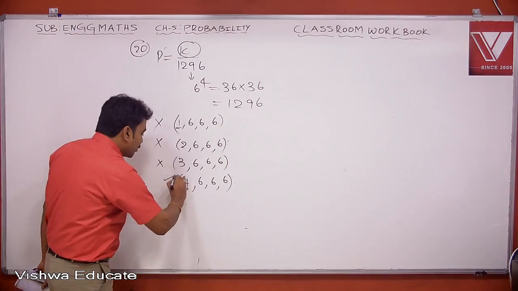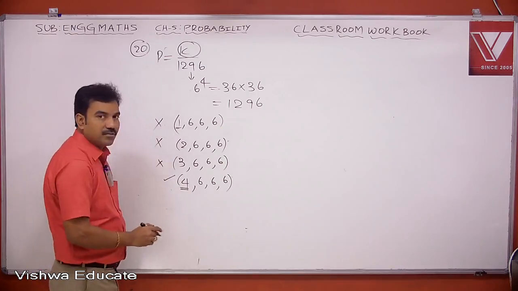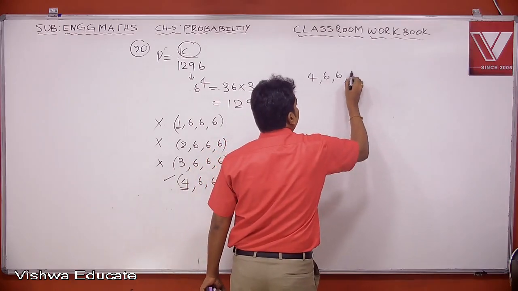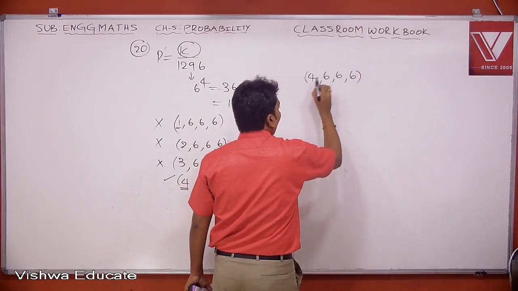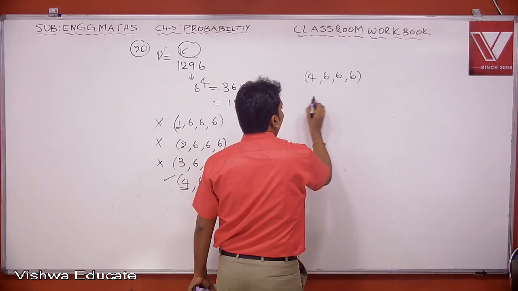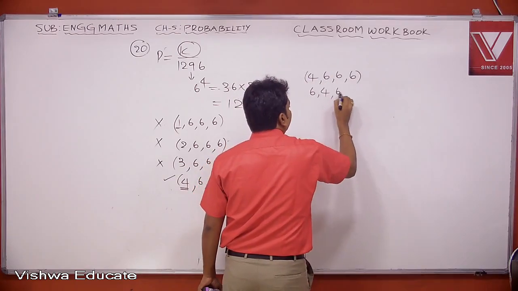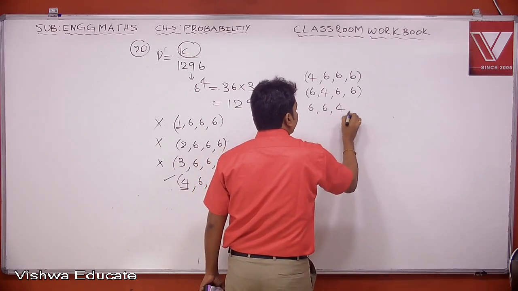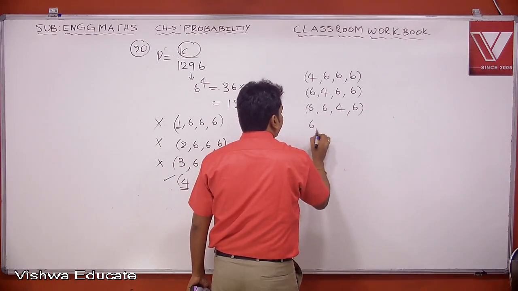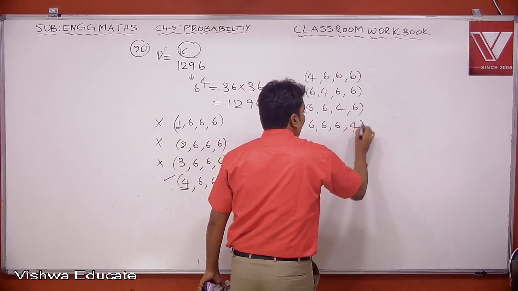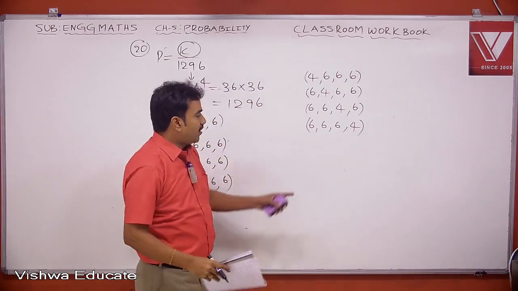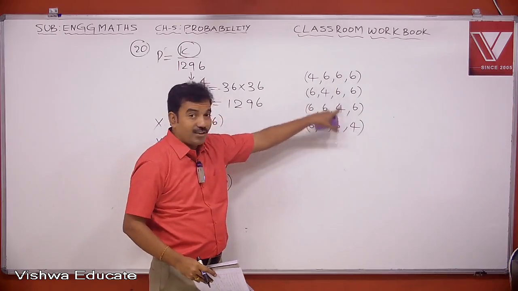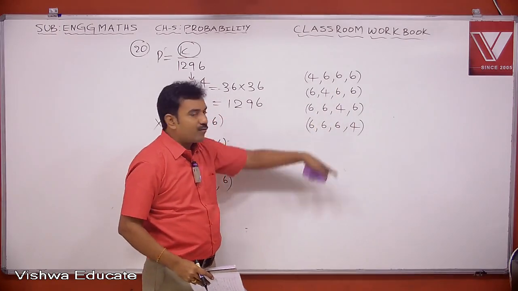This is one possible case where the sum is 22. So the possible cases are like this: 4, 6, 6, 6. This is one case. Now rearrange, change the positions of 4. So 6, 4, 6, 6. Similarly 6, 6, 4, 6 and 6, 6, 6, 4. These are outcomes on the first die, second die, third die, fourth die. So these are actually permutations. We got 4 chances.